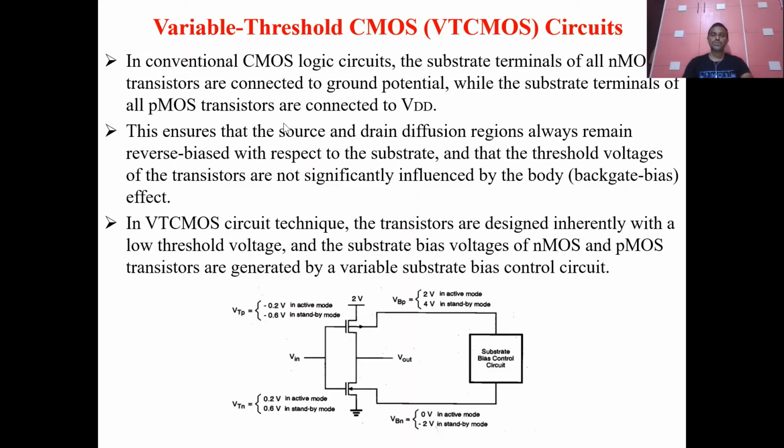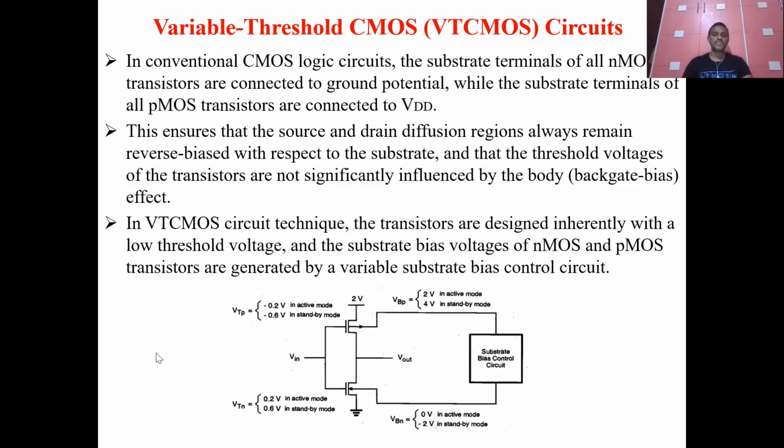So what is the use of that? This ensures that the source and drain diffusion regions always remain reverse biased with respect to the substrate, and that the threshold voltages of the transistors are not significantly influenced by the body effect. If you connect like that, we can always operate the source and drain diffusion regions in reverse bias with respect to the substrate. That will avoid the body effect.